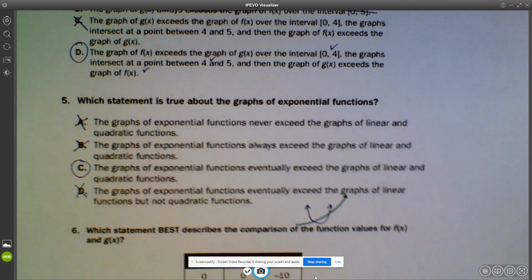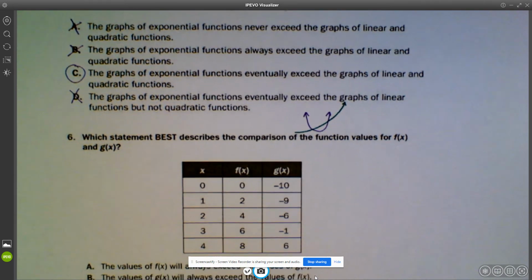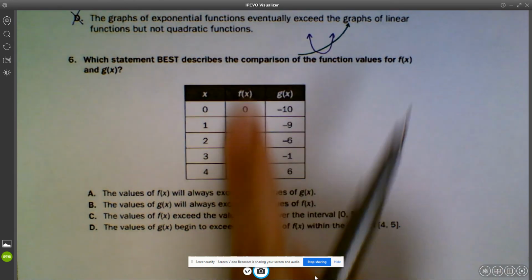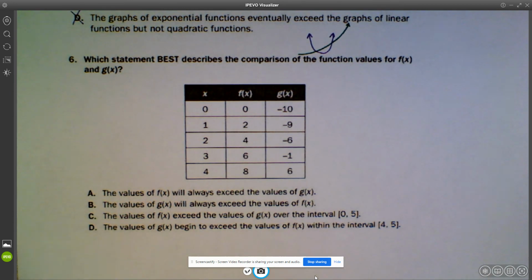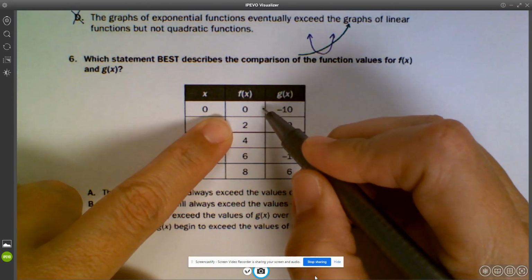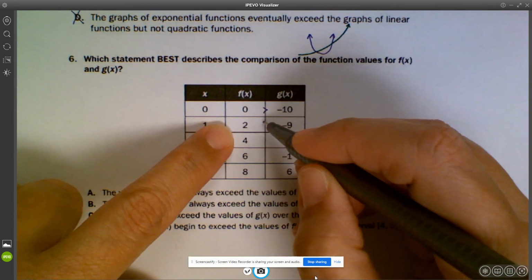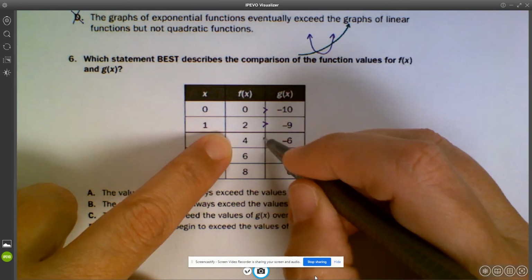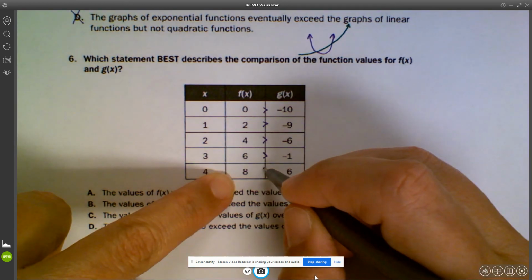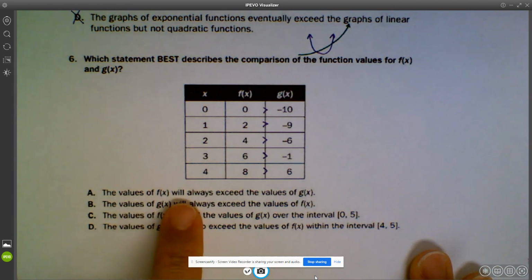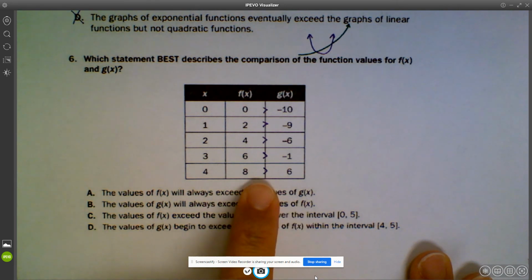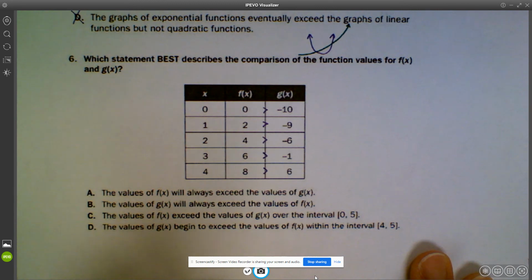All right, and now our last one. Which statement best describes the comparison of the function values? Well, notice now we've got two tables put together with one x value. So let's notice what happens here. 0 is greater than -10. 2 is greater than -9. 4 is greater than -6. 6 is greater than -1. 8 is greater than 6. So the values of f of x will always exceed the value. Well, that's what looks like happens here, but let's hold off on that one for a second.